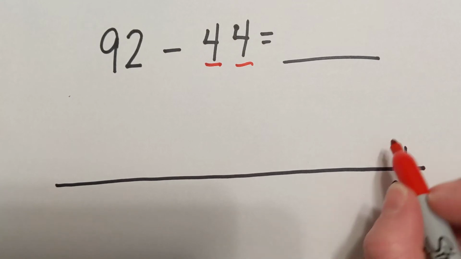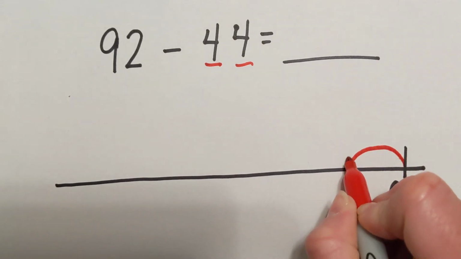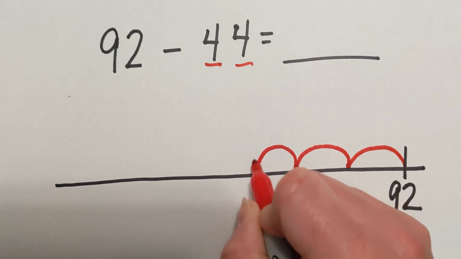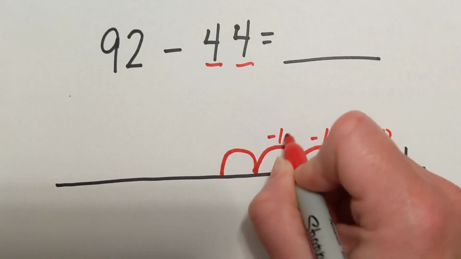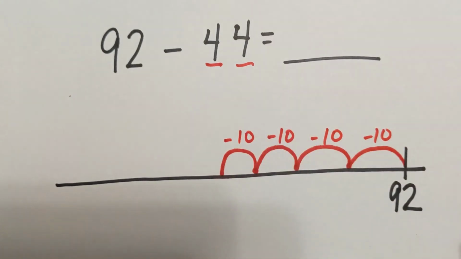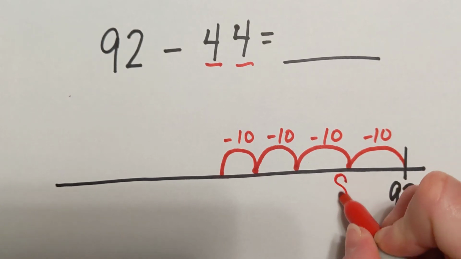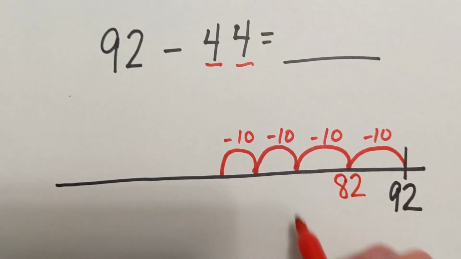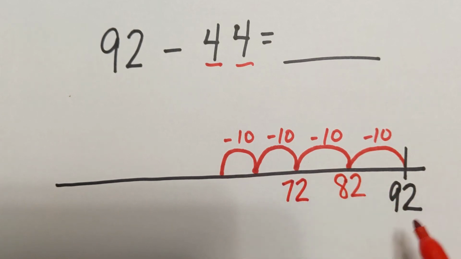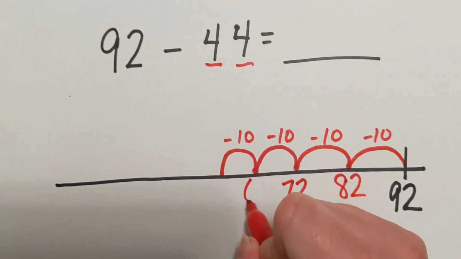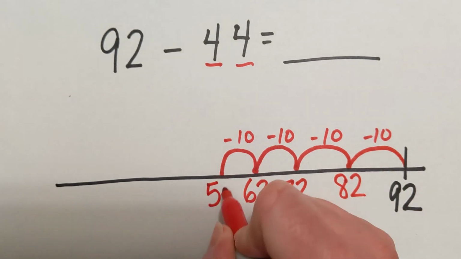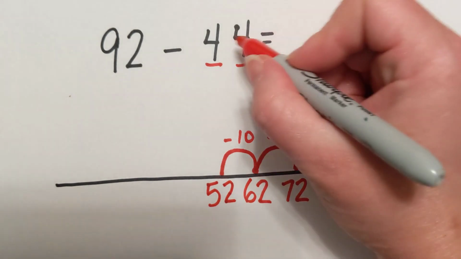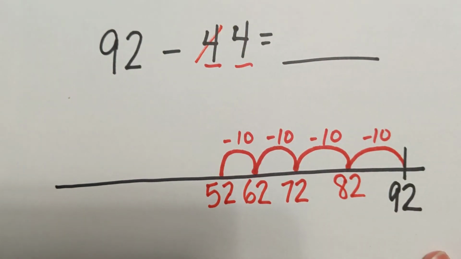So I'm going to do my 10 jumps. So I need four of those. One, two, three, four. Minus 10, minus 10, minus 10, minus 10. So now I'm going to do my jumps. 92 take away 10. 82 take away 10. 72, take away 10, 62, and take away 10 more is 52. So I'm finished with my tens, and now I look at my ones.